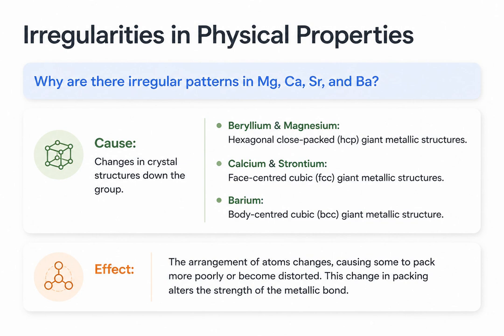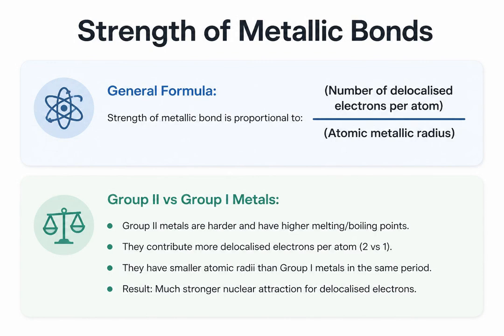those data irregularities. To summarize metallic bonding, the strength is proportional to the number of delocalized electrons divided by the atomic radius. This explains why group 2 metals are significantly harder and have much higher melting points than group 1 alkali metals. Group 2 metals contribute 2 delocalized electrons per atom instead of 1, and they have smaller atomic radii. Combined, these factors create a much stronger metallic bond.